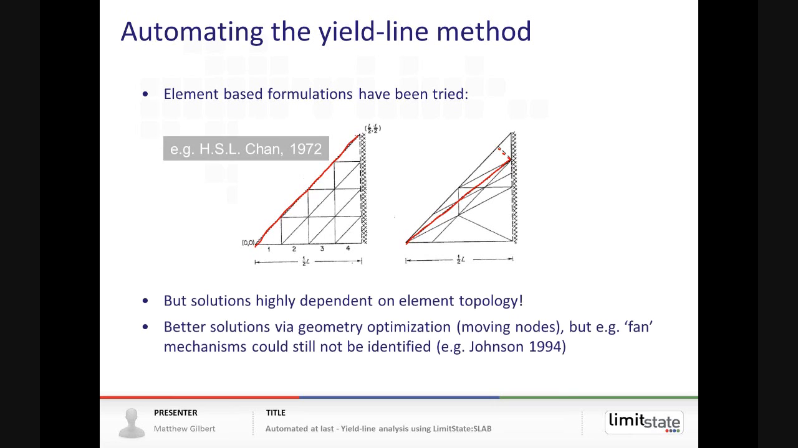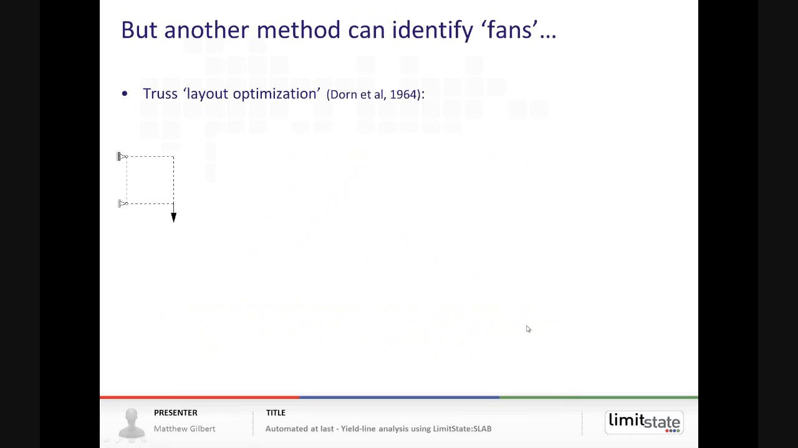Some work was done subsequent to this point to try to improve the mechanisms that were obtained, but given how imprecise the mechanisms were, it didn't really do the job. So really, this element-based approach proved to be not the right way of automating the method.